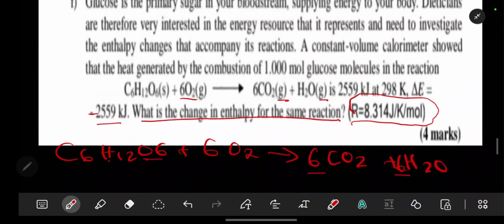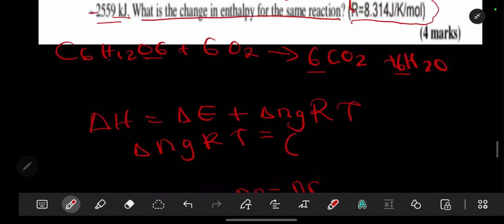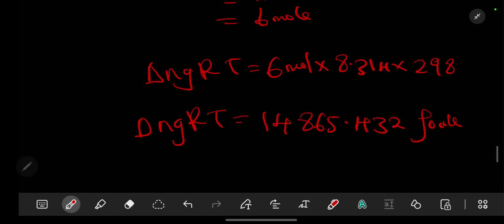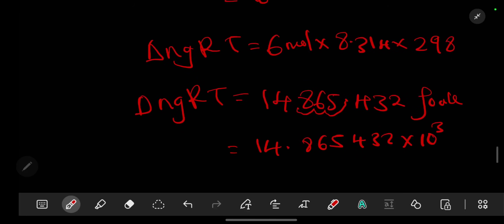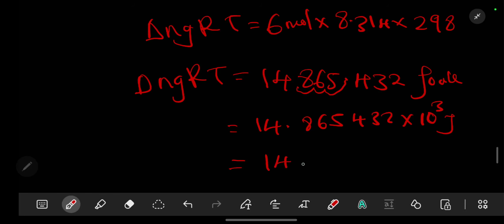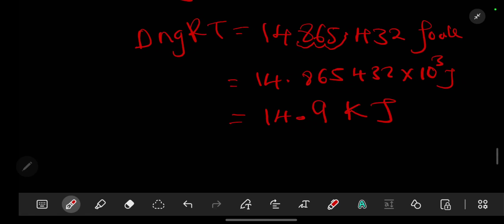Make sure that the units are in kilojoules, so make this also kilojoules. Kilojoules means you move the decimal 3 places so that you have 14.865432, by moving 3 times, you say 10 to the power 3 joules. Now you know that 10 to the power 3 is a kilo, so we can round it off to 14.9 kilojoules. So this is the change in n_g RT.